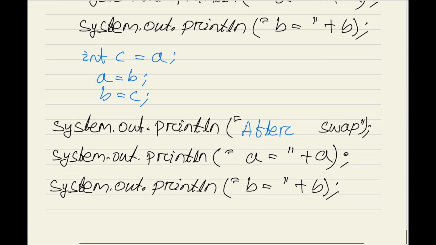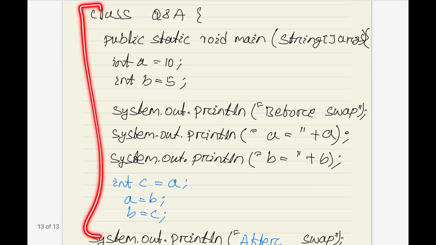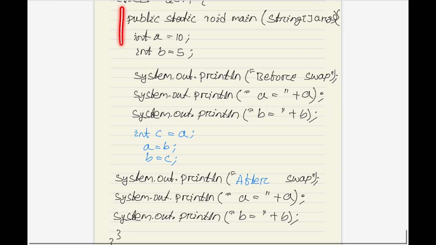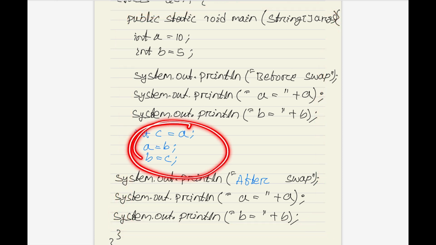After the swap, the value of a is this one, the value of b is this one, and at the end I can give the 2 curly braces. This one is for the closing of the main method, and this one is for the closing of the class, or we can say this is the end of the main method, this is the end of the class. So in this way, if we execute this program, the values of a and b are going to be swapped or exchanged, and here we are using another temporary variable c.